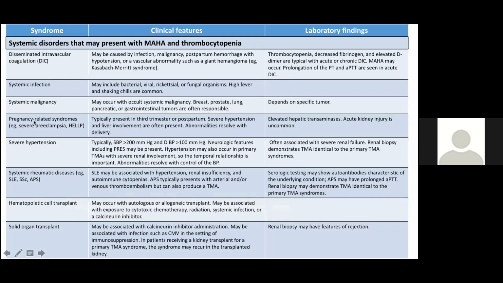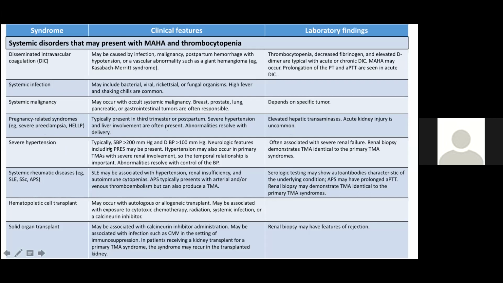Right. And then pregnancy-related syndromes, of course, we know the patient will be pregnant. Typically, severe preeclampsia and HELLP syndrome will present in the third trimester or postpartum. Severe hypertension and liver involvement are often present. The typical feature is that the abnormalities usually resolve with delivery. If they are persistent, then you have to consider primary thrombotic microangiopathies. Elevated hepatic transaminases will be there. Acute kidney injury is usually uncommon.